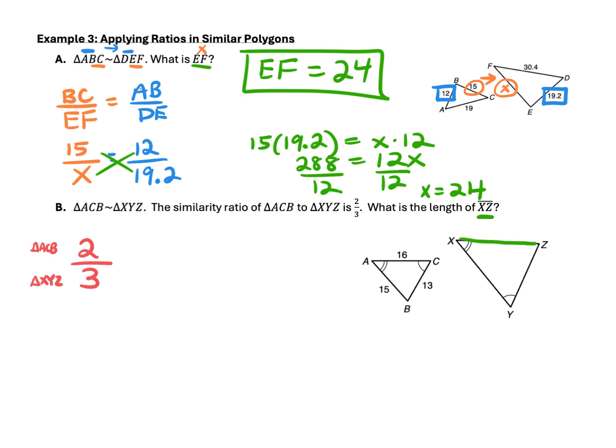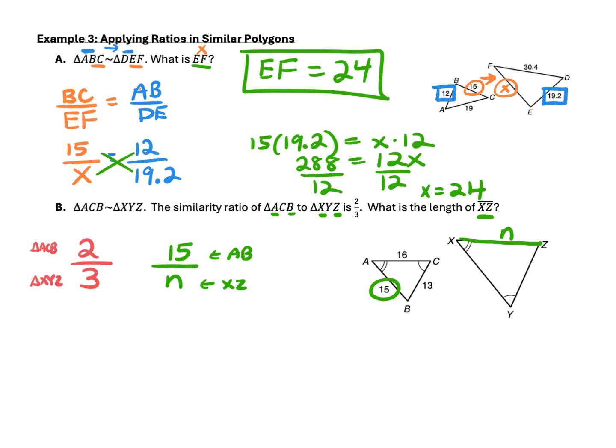So XZ is this side right here. I'm going to put an N there. I don't want to use X because it's already got an X there. So XZ is right there. Now let's look and see what XZ matches with. Well, XZ matches with AB. And AB, you can see in the picture, is 15.